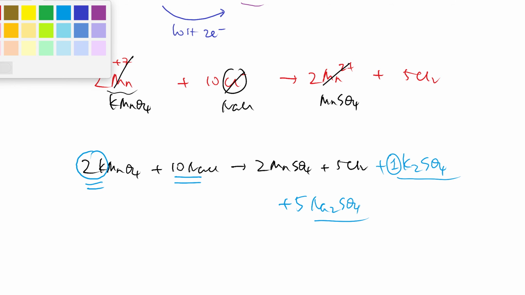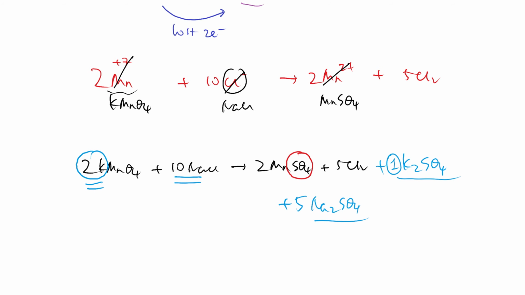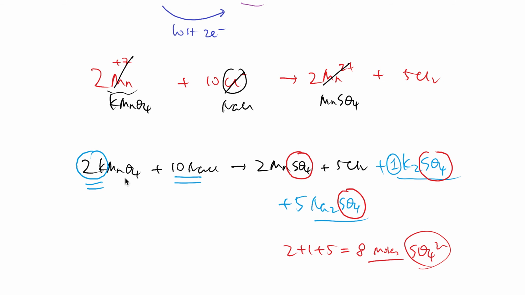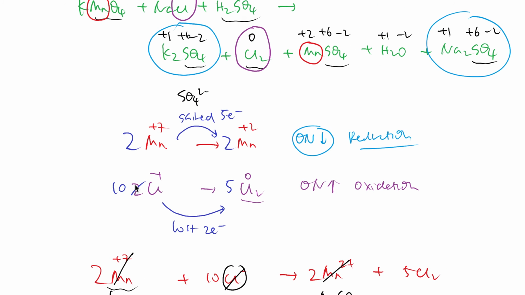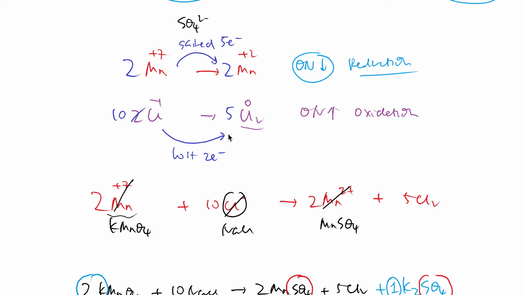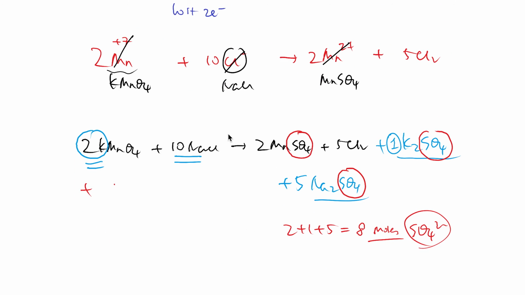Now let's check the right-hand side. We have a sulfate here, we have a sulfate here, and we have a sulfate here. That's 2 moles, that's 1 mole, that's 5 moles. 2 plus 1 plus 5, and we get 8 moles. So when we have 8 moles of sulfate on the right-hand side, we need sulfate on the left-hand side. So let's go back and look at the left-hand side. On the left-hand side we have sulfuric acid. So we're going to write sulfuric acid, and we need to make sure we have exactly 8 moles of sulfuric acid. And then you just put 8 over here.